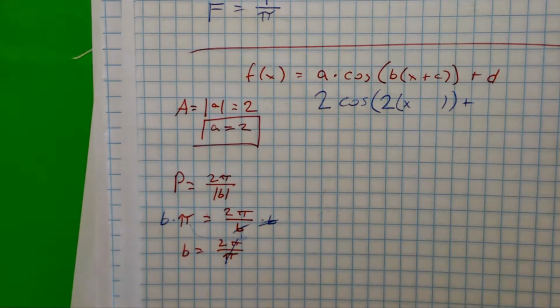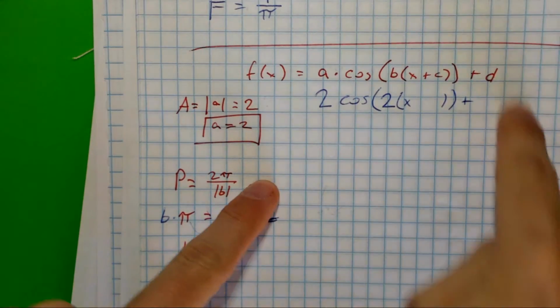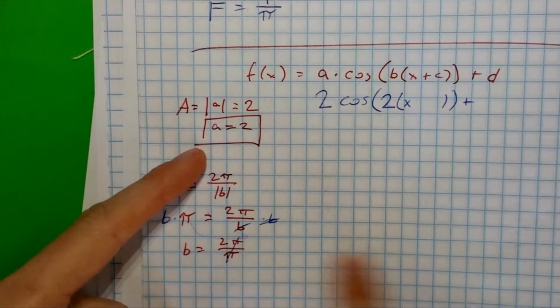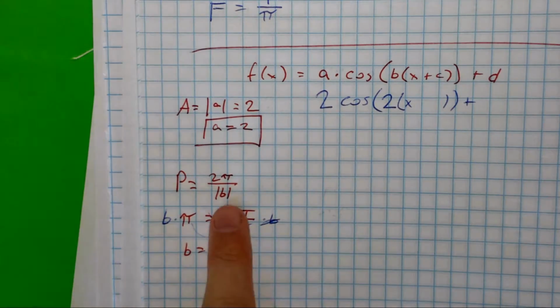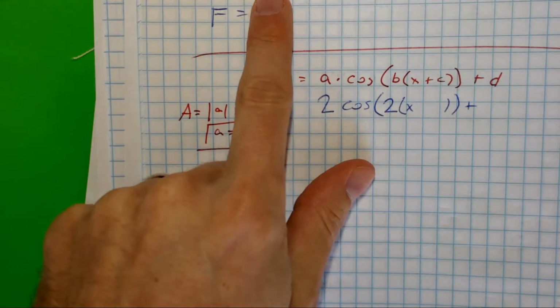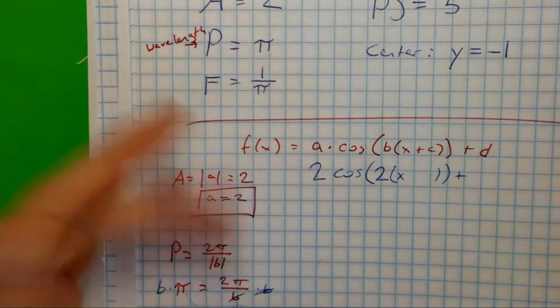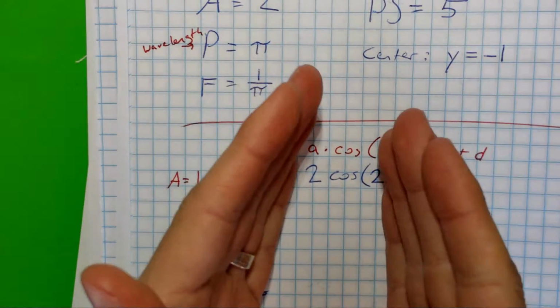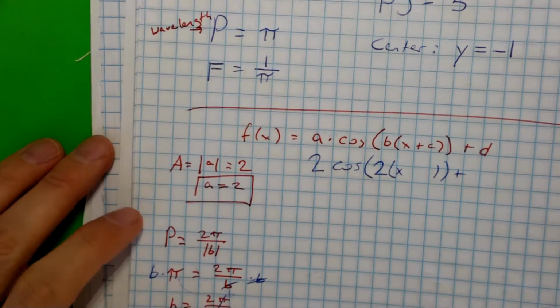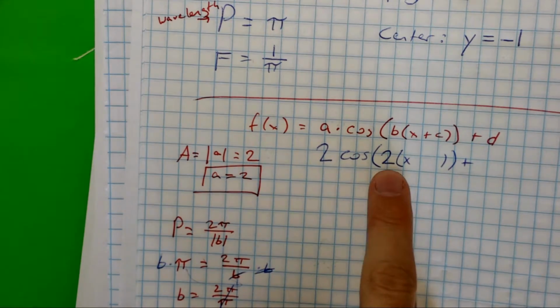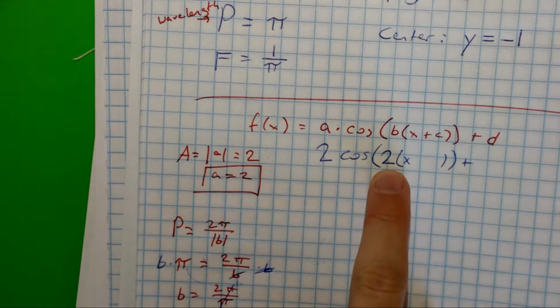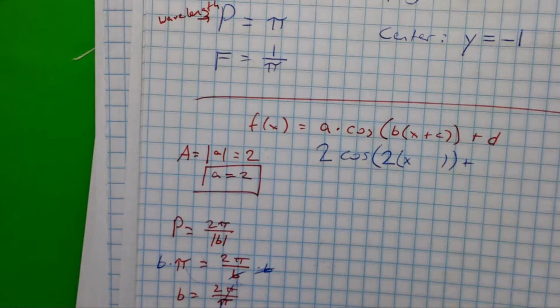In other words, instead of having my standard period of 2 pi, in other words, it takes 2 pi for all the sine and cosine values to start repeating, here it's only going to take pi. That means it's been horizontally shrunk. It's been cut in half. Okay, so we've got a 2 there. So our waves are half as long. They're horizontally shrunk by 2.